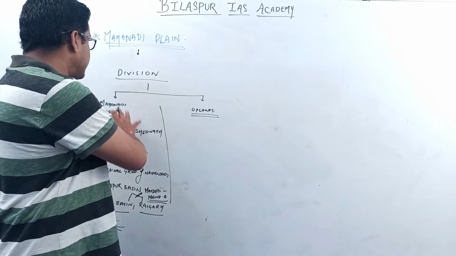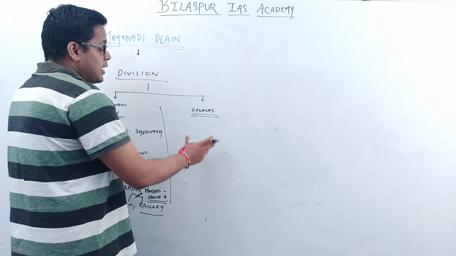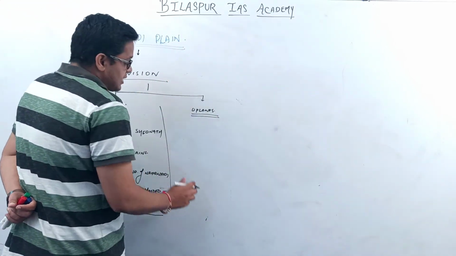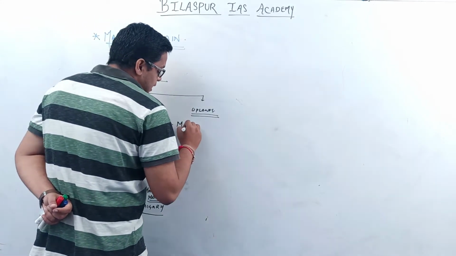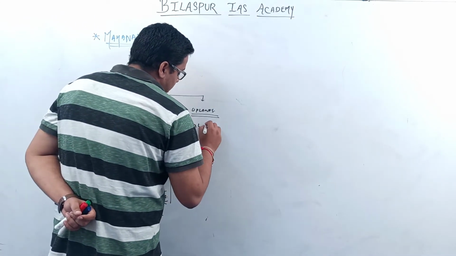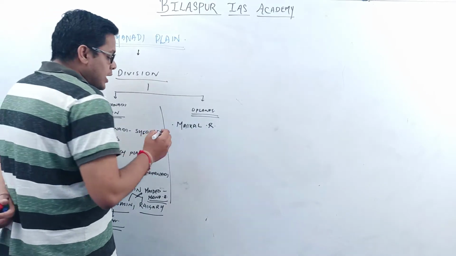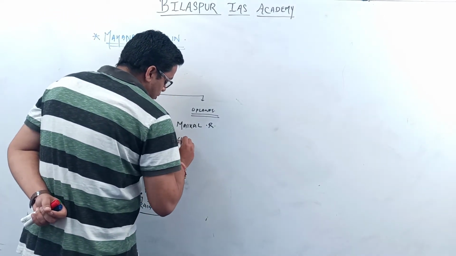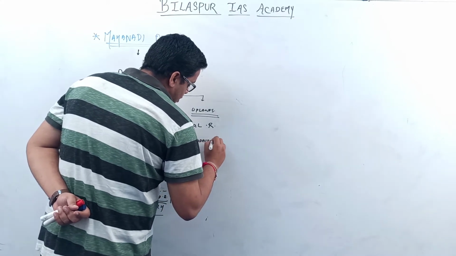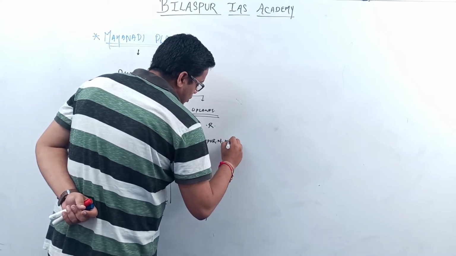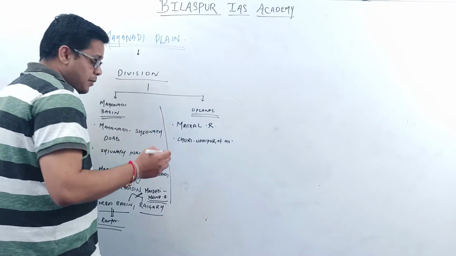Okay, so these are the various basins of this particular Mahanadi Plain. Now talking about the upland region, or the surrounding highland region, we will have the Maikal ranges, a very important range, part of the Satpura mountains. Then we have the Churi Udaipur Matringa mountain.